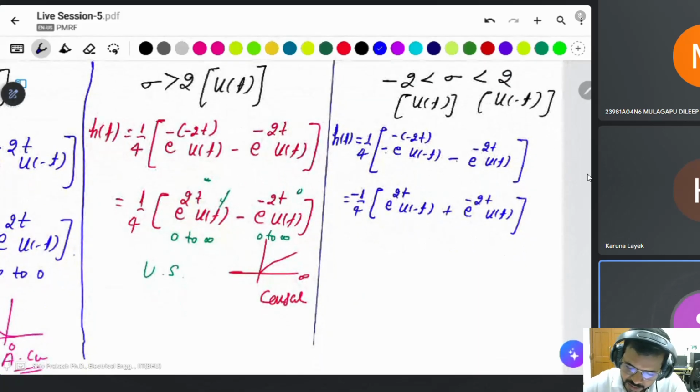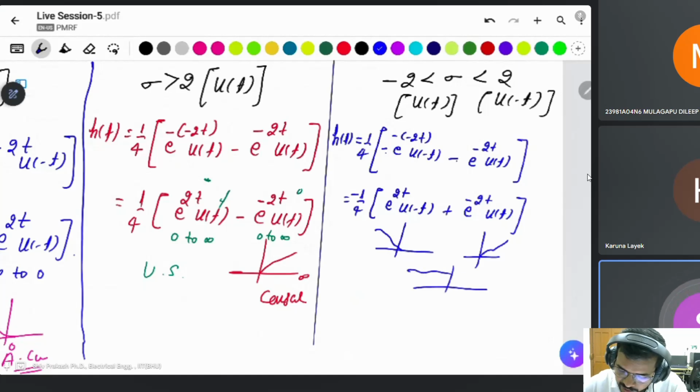What is the causality? Causal, non-causal and anti-causal. This will be minus infinity to 0. This will be 0 to infinity. In both, you can say this will be minus infinity to infinity. It means this will be a non-causal system.